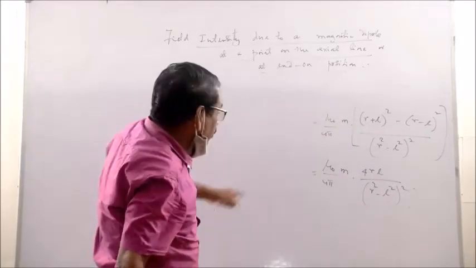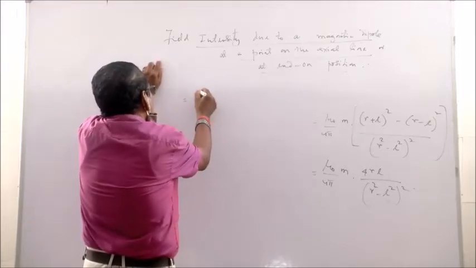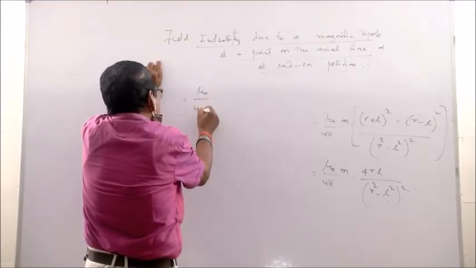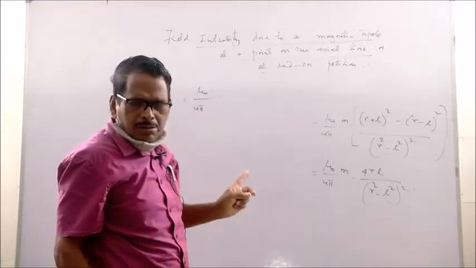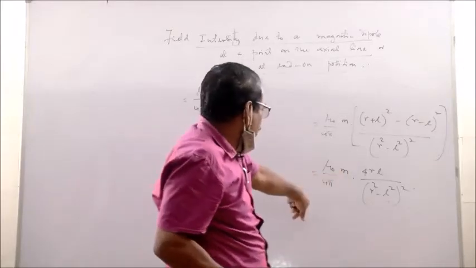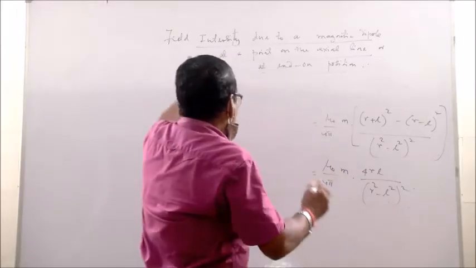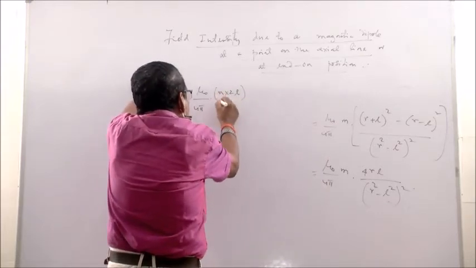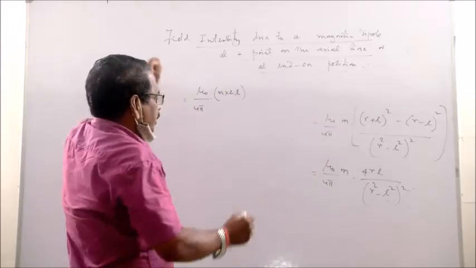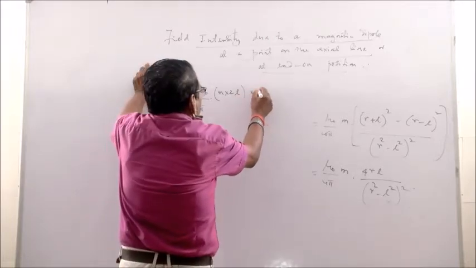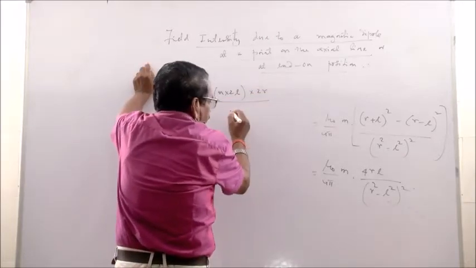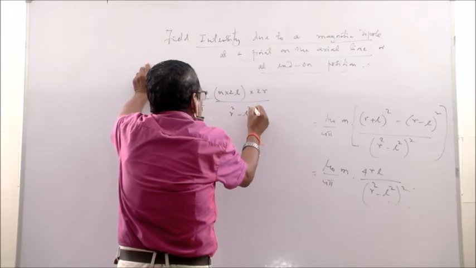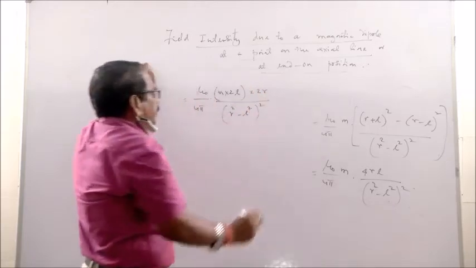Now we can write it in a modified form. What is the modified form? We'll keep it as such. Mu 0 by 4 pi will be kept as such. 4 will, do not cancel 4 with this because it's a constant factor. M into 2L, let us write it like this. M into 2L. Next, what remains? 2R by (R square minus L square) whole square.